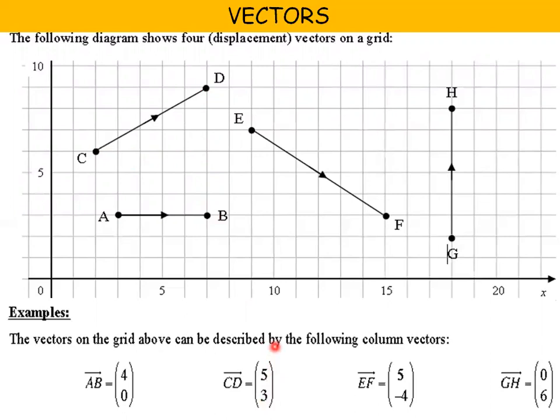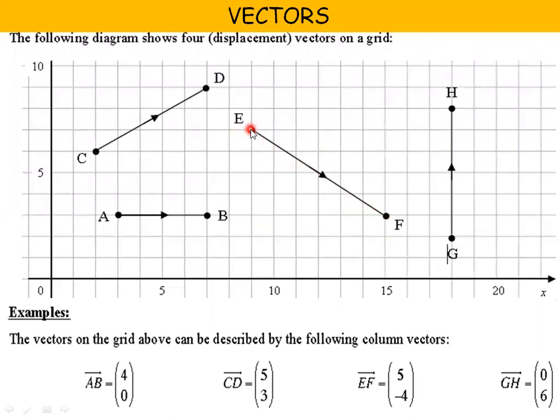The same we have for EF. Now EF, the start point is E. How do I know the start point? Because the arrow is showing me that it is a movement from E to F. The vector EF shows the movement from E to F. I know that because the arrow showed me that it is from E then to F. That is why I have called it EF. So I'm going to move from E to F.